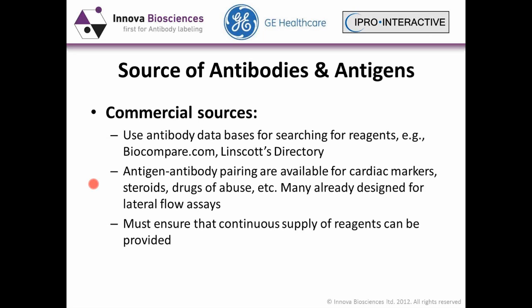Now the source of antibodies and antigens. If one is planning to develop a lateral flow assay using existing antigen-antibody combination, then there are many commercial sources of such antibodies. I would recommend that people use antibody databases like biocompare.com or Linscott directory to search for the required antibody and antigen. There are many antigen-antibody pairings available in the market, especially for cardiac markers, steroids, and drugs of abuse. And many of these are actually designed for lateral flow assays.